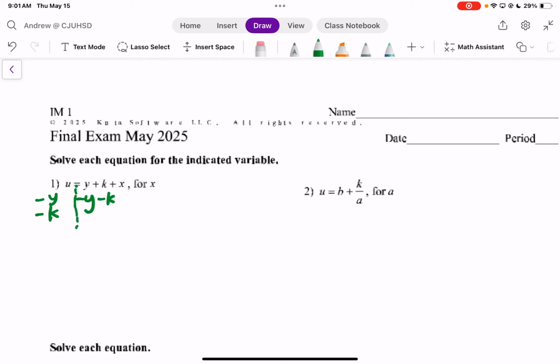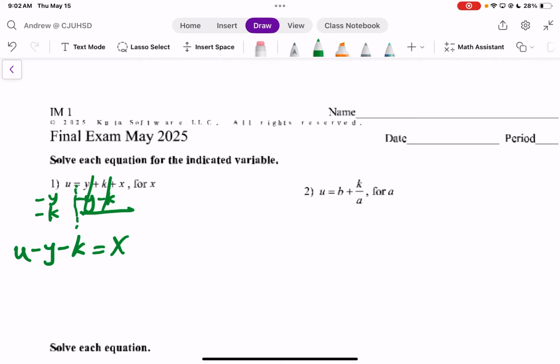Subtraction of y, subtraction of k. Remember, everything goes across the equal sign. And that will just leave x on the right side. So it's u, because u is already there, minus y minus k.